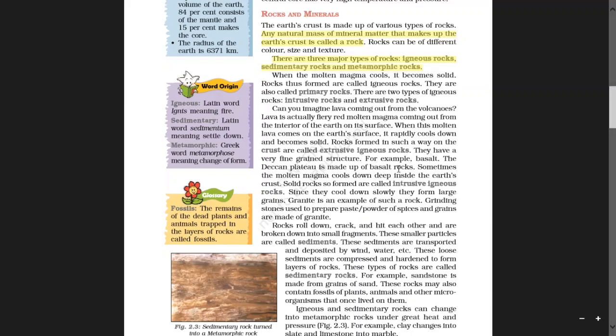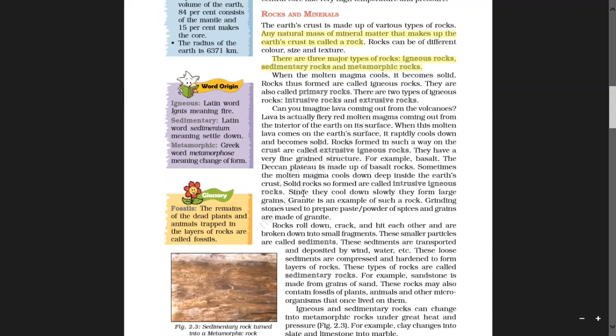For example, basalt. The Deccan Plateau is made up of basalt rocks. Deccan means south, the southern plateau, boys. In the map of India, you can find this Deccan Plateau. So it is made up of basalt rocks, boys.